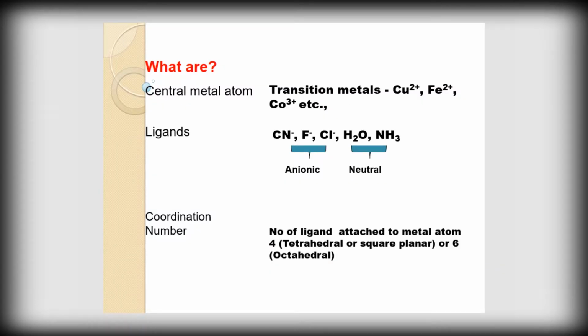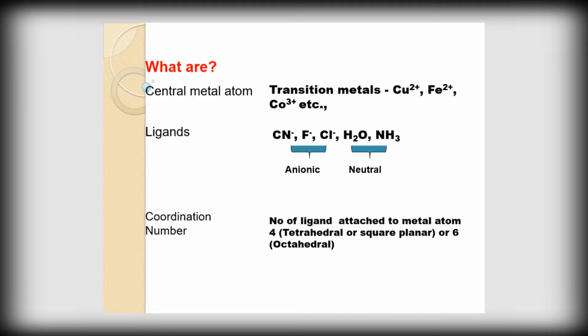Let us recall some basic coordination terminologies before we start with crystal field theory. What are central metal atoms? Transition metals like copper 2+, cobalt 3+, Fe 2+. Ligands: CN minus, F minus, water, ammonia. You can have both anionic and neutral ligands.